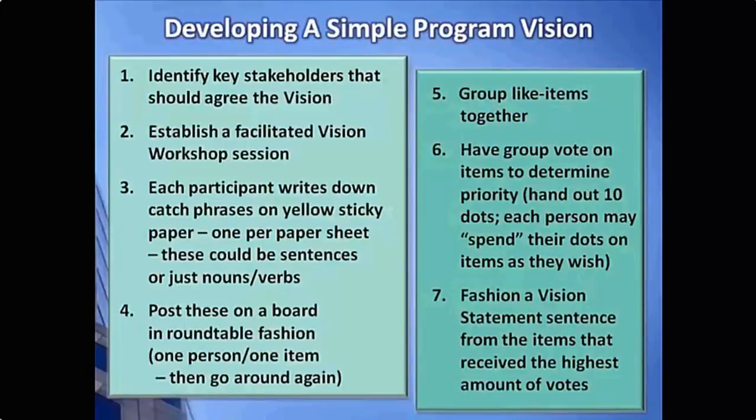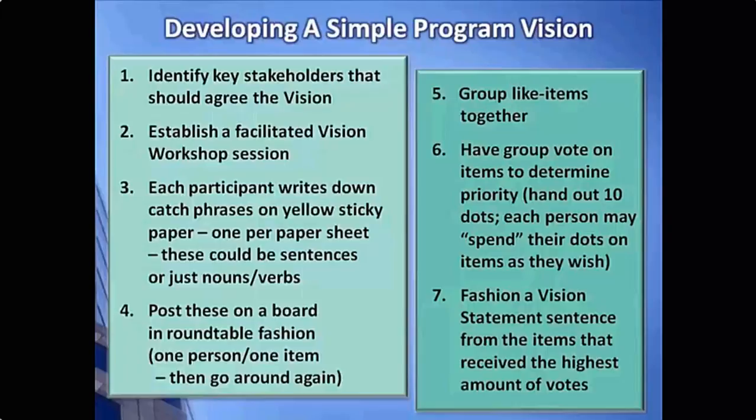So how do we go about developing a simple program vision? Here's just a 7-step approach that you can use to help craft your vision. Step 1 is identify key stakeholders that should agree on the vision. Who's going to decide what this vision is? Let's pull those people together. Step 2, let's schedule a vision workshop to figure out what that vision is.